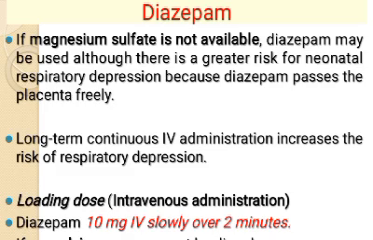Diazepam. If magnesium sulfate is not available, diazepam may be used, although there is a greater risk of neonatal respiratory depression because diazepam passes the placenta freely. Long-term continuous IV administration increases the risk of respiratory depression. Loading dose, intravenous administration: diazepam 10 mg IV slowly over 2 minutes. If convulsions recur, repeat the loading dose.